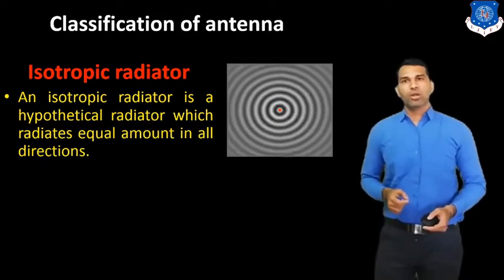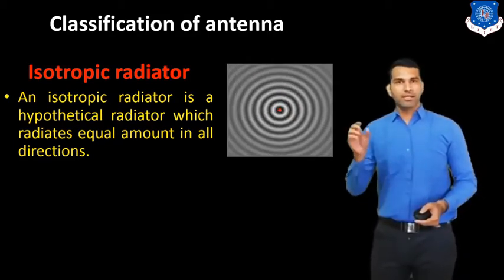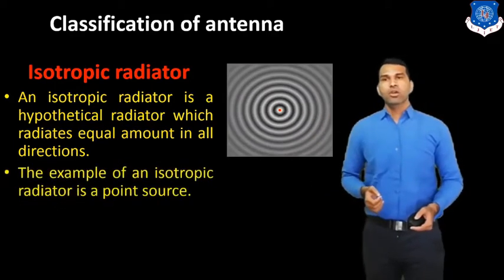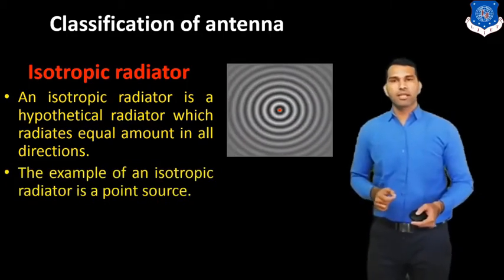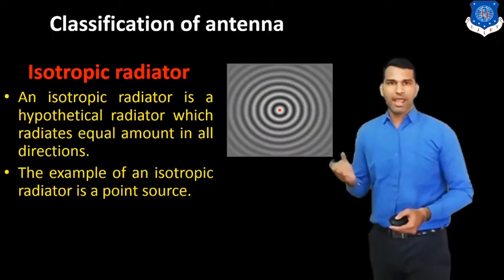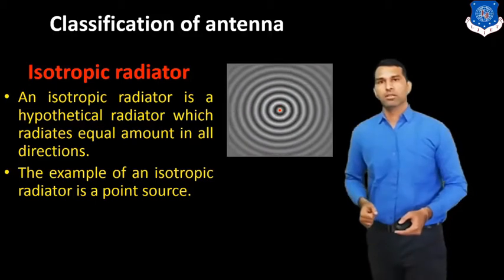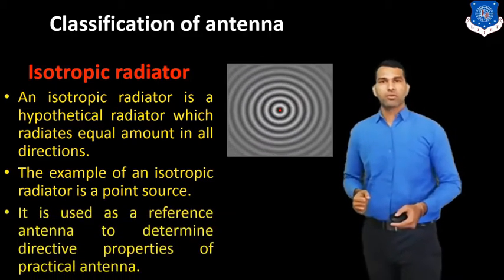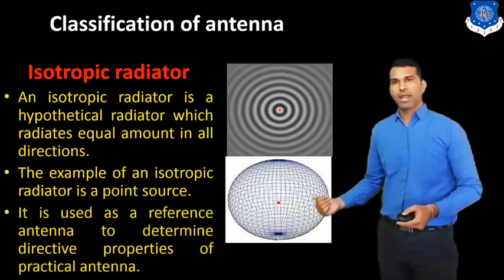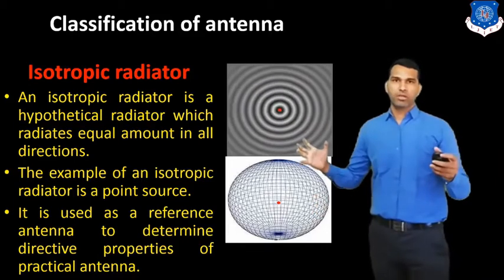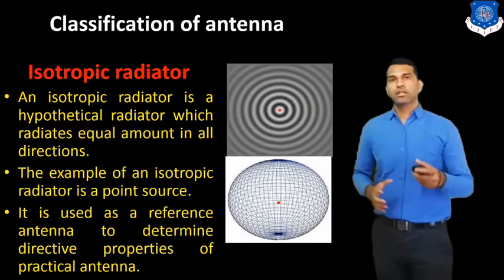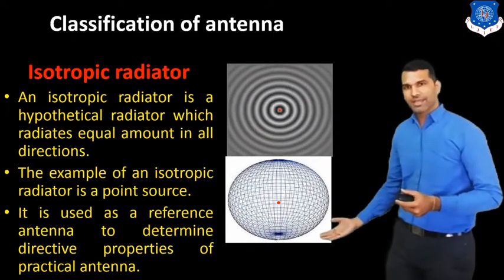You can consider this as one point source, and it radiates its energy in all directions equally. The example of an isotropic radiator is a point source. Now the radiation pattern of the isotropic antenna you can see here. It's just like a sphere. It radiates all energy equally in all directions. So the radiation pattern of the isotropic antenna is just like a sphere.